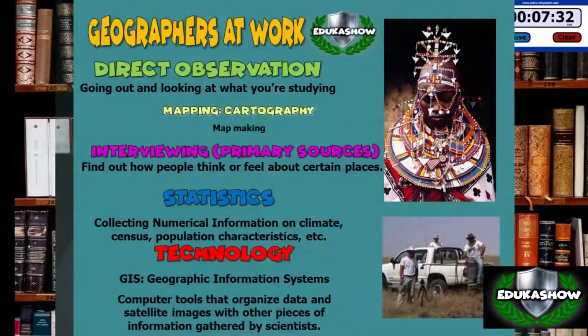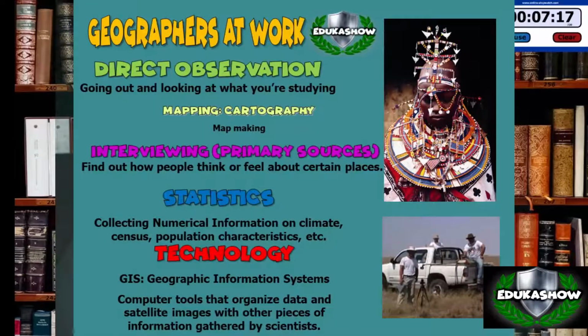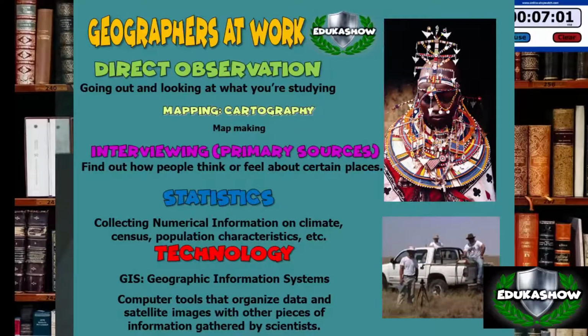Geographers at work. There are many ways that a geographer can gain information to start studying geography. For example, you've got direct observation. It's going out and looking at what you're studying. And mapping, of course, making maps, which is called cartography, that is map making. You can also get a lot of information by interviewing a primary source, which is to find out how people think or feel about certain places. Statistics, it's collecting numerical information on climate, census, population characteristics, etc.